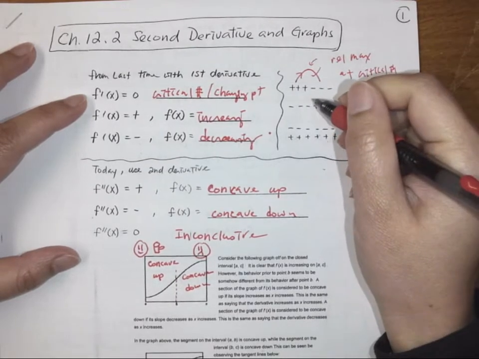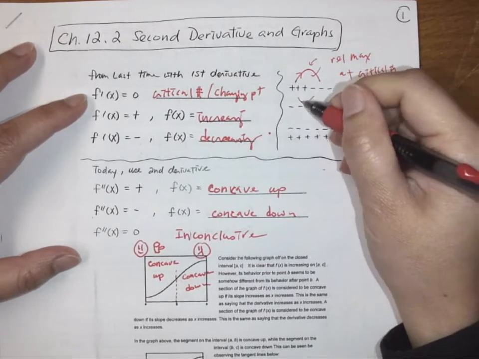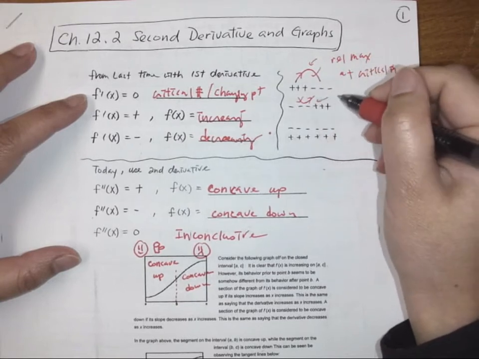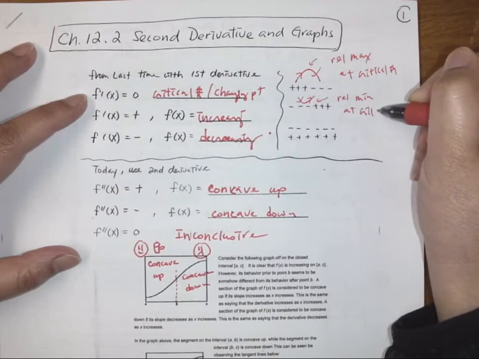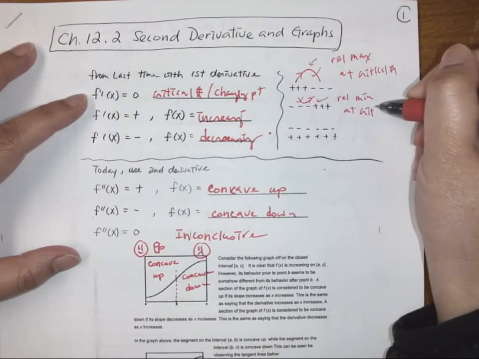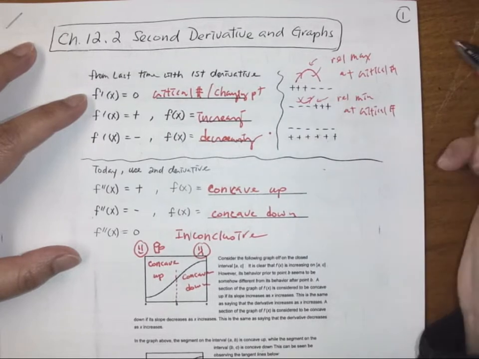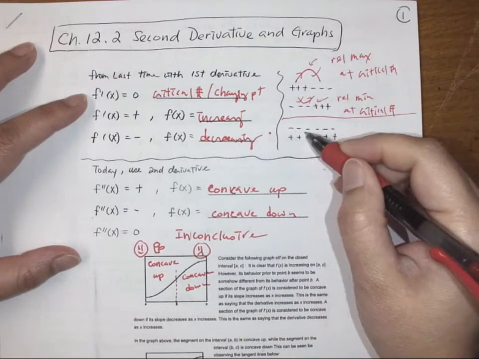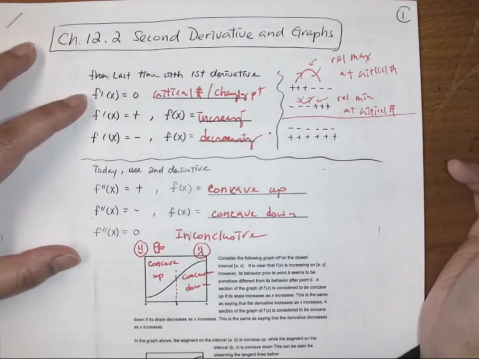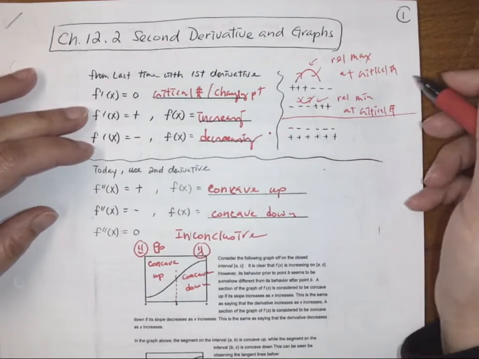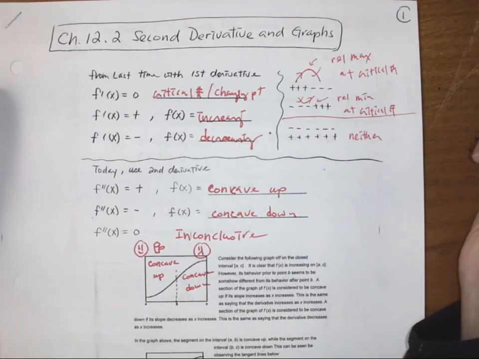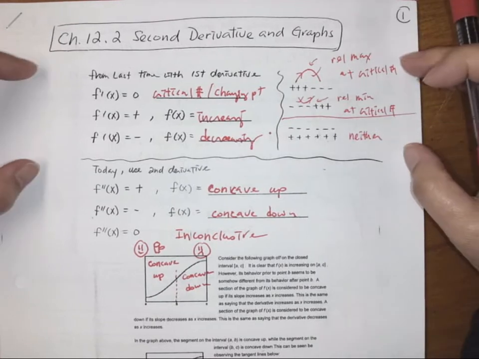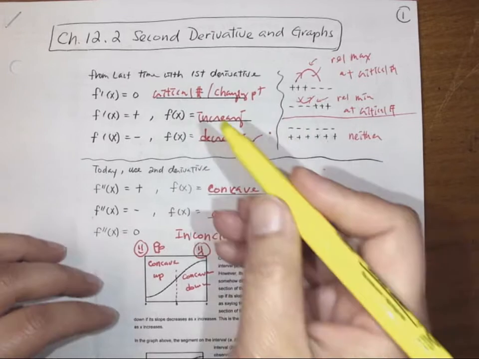And if we have going down and then back up, then you have a relative minimum at your critical number. But if you just continue to decrease or increase when you take the first derivative, then it's not a critical number. You don't really have a maximum or minimum point. So that's for the first derivative, which is in 12.1, right?